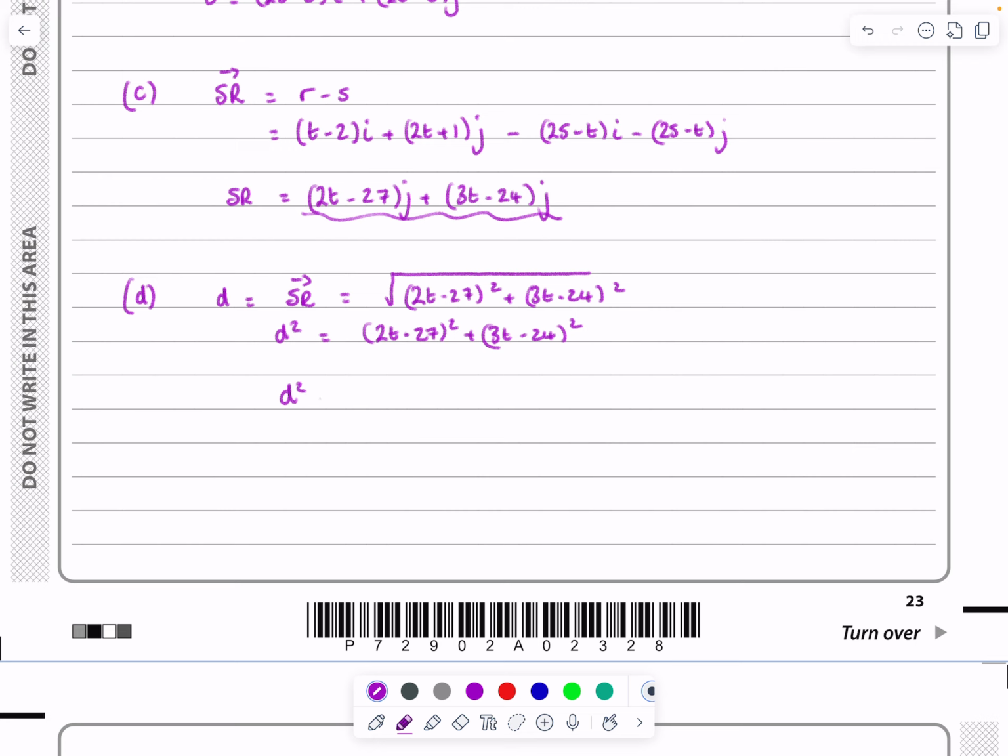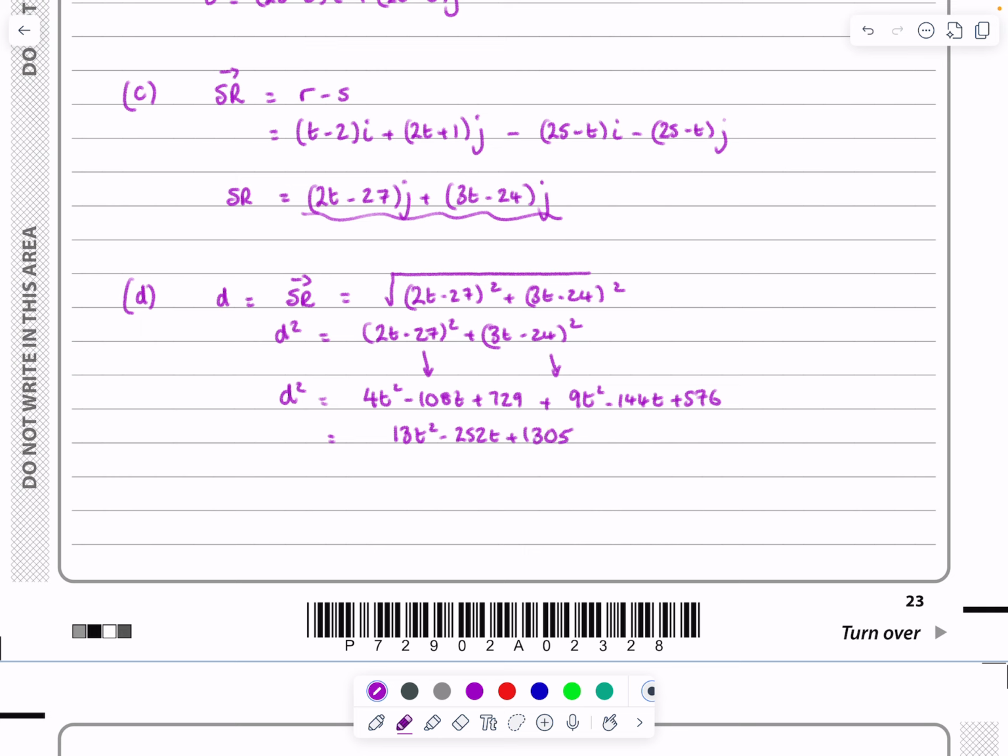D squared is going to be, multiply that all out. So multiplying out 2T minus 27, perhaps part of the reason I do this is because I can do that really quickly. I know A minus B all squared, but you take your time if you need to. But I'm going to do it quickly here for the sake of the video. That bit works out to be that. This bit works out to be 9T squared minus 144T plus 576. And so that then tidies up to 13T squared minus 252T, and a constant there.